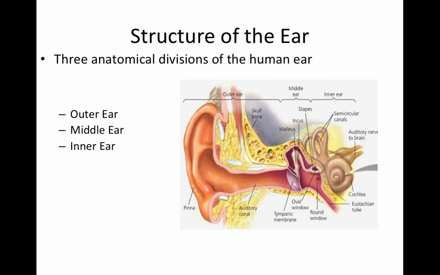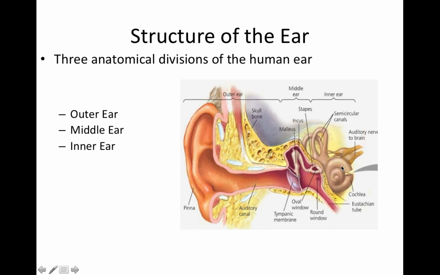Okay, so let's go over all the parts of the ear. There are three main anatomical divisions of the human ear. We have the outer ear, which extends from the tympanic membrane, or eardrum, to the outside of the ear, which we call the pinna. Then we have the middle ear, which contains the ossicles. And then we have the inner ear, where the main player is the cochlea.